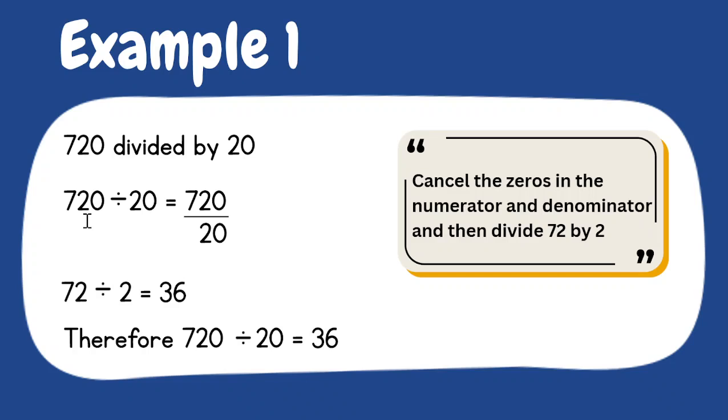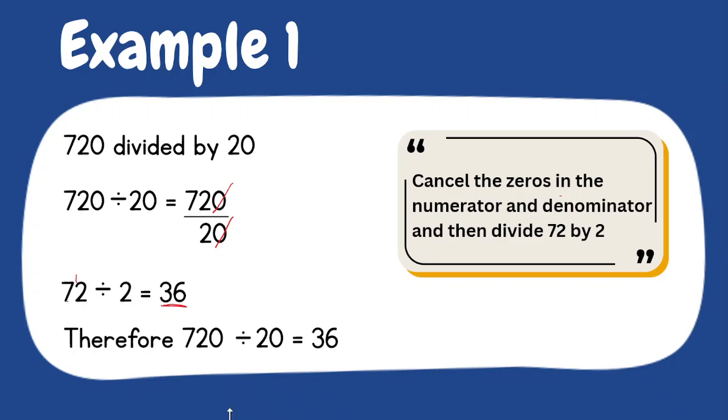If you look at what we have here, the first thing, just like what I showed you the other time, if you have 0 at the top and the bottom, we can still cancel the zeros in the numerator and denominator, and then divide 72 by 2. We cancel this, it remains 72 divided by 2. Then we divide 2 in 7, that gives 3. Remainder 1, we put the 1 in front of 2, that's 12. So 2 in 12, that's 6. That's why we have 36. So therefore, 720 divided by 20 equals to what? 36. I hope this is clear.